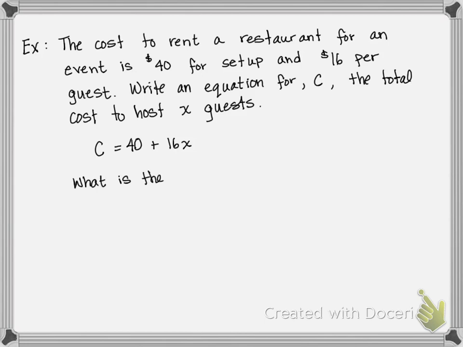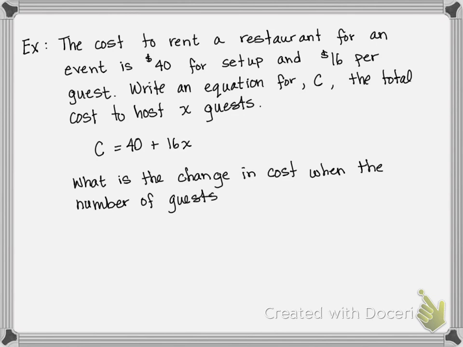So the change in price, or cost, I guess we're calling it, when the number of guests is increased by 1. And the answer to that is 16, right? Every time I add another guest, my total cost is going to go up by 16.